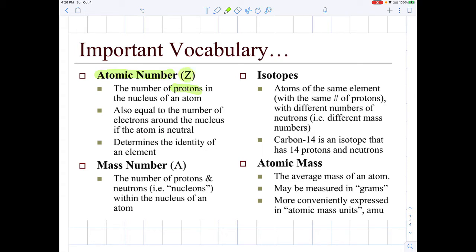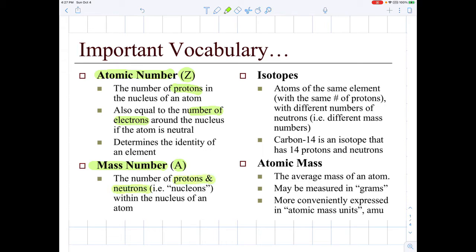The symbol for atomic number is a capital letter Z. Now, if an atom is neutral, and atoms are not always neutral, but if you're told that the atom is neutral, then it has to have the same number of positive protons as it would negative electrons. So the atomic number can also tell you the number of electrons around the nucleus, again, only if the atom is neutral. If you're asked to define atomic number, you should say it's the number of protons in the nucleus of the atom.